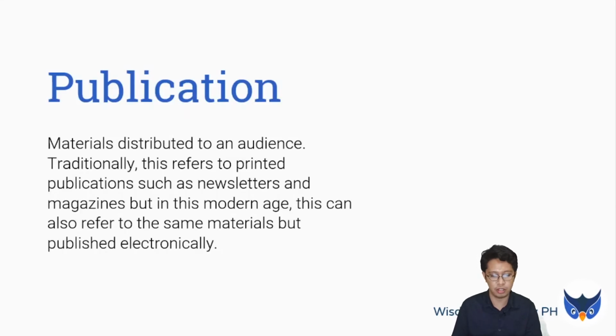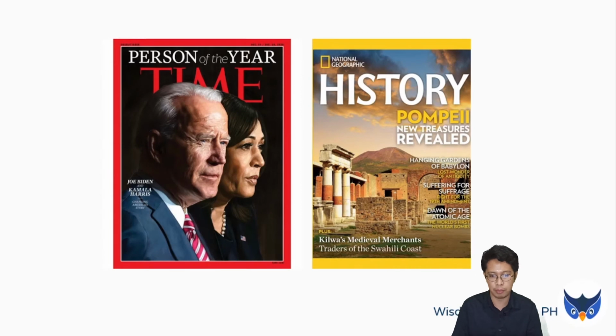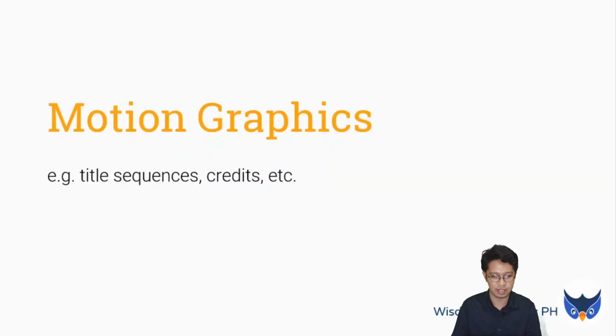Next ay publication. Materials distributed to an audience. Traditionally, this refers to printed publications, such as newsletters and magazines, but in this modern age, this can also refer to the same materials but published electronically. So, the examples I have here are magazines, newspapers, then EPUBs, books, whatever, na pinublish. That's also a form of graphic design.